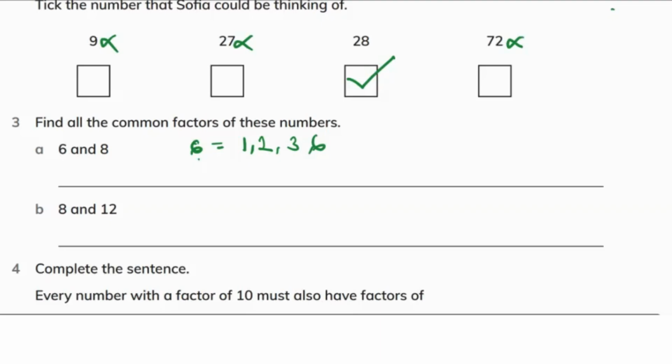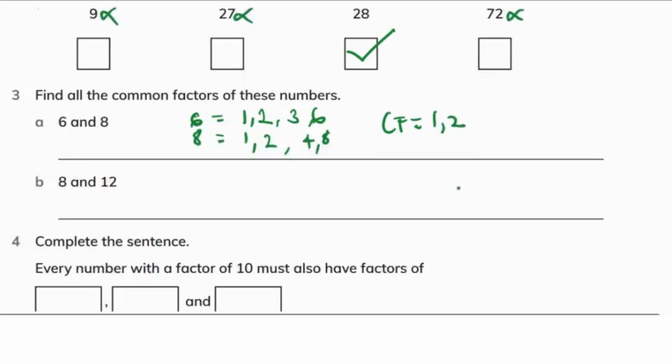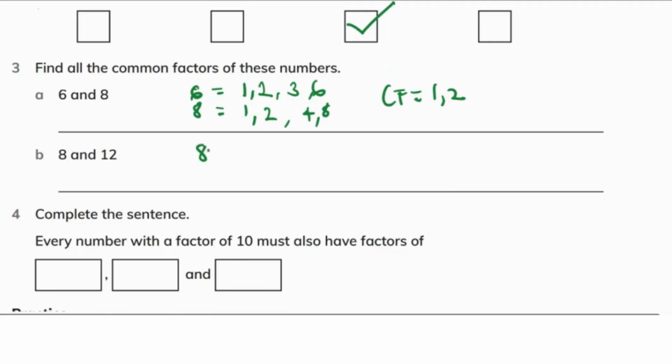Okay, and then the next one will be 8. Factors of 8 will be what? 1, and we put our 8 here. We have 2, and 2 goes with 4. Okay, 3 is not a factor of 8, because we would have a remainder when we divide 8 by 3. And so our common factors will be what? 1 and 2, because 1 and 2 are found in both factors of 6 and 8. So factors of 8, we've already listed to be 1, 2, 4, and 8.